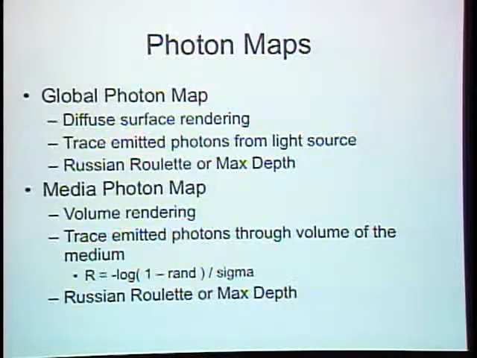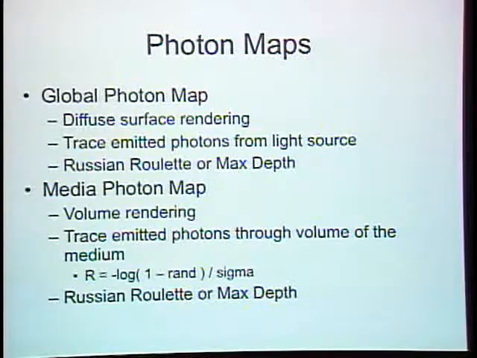So the global photon map was created in the pre-processing stage. Photons were emitted from the light source and traced through the scene. And when those photons hit a surface, they were added to the global photon map.